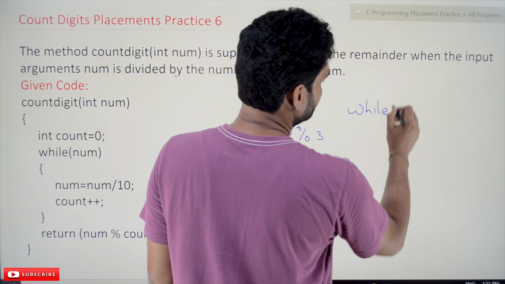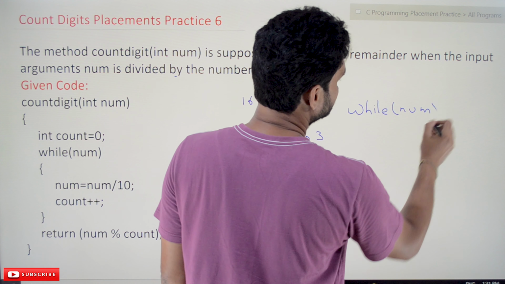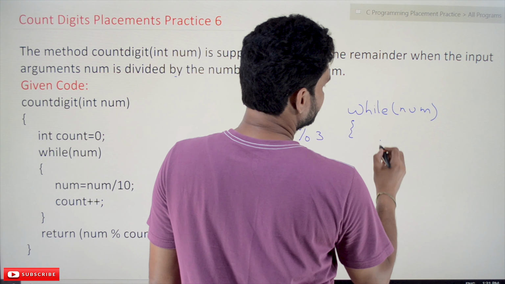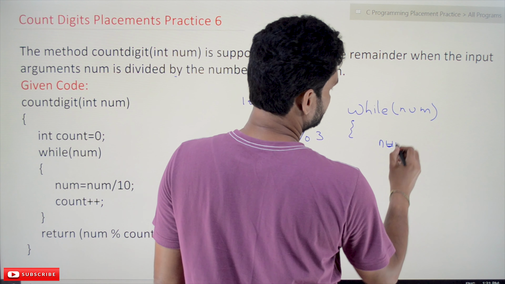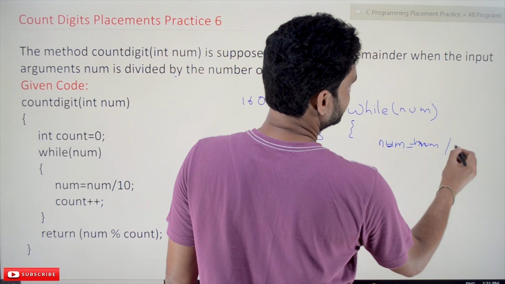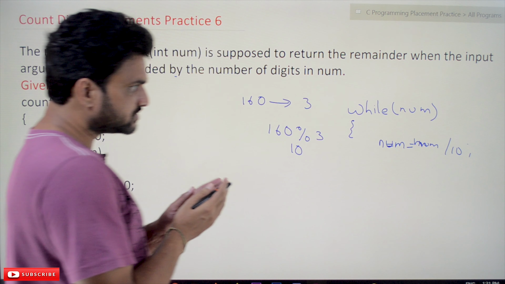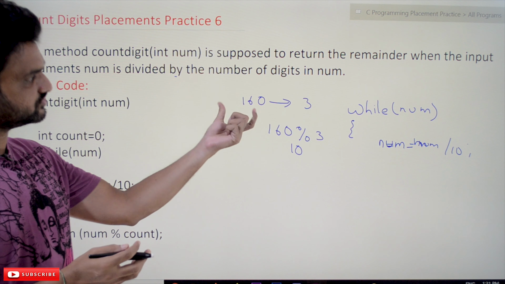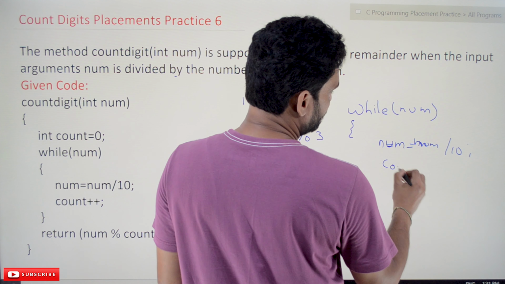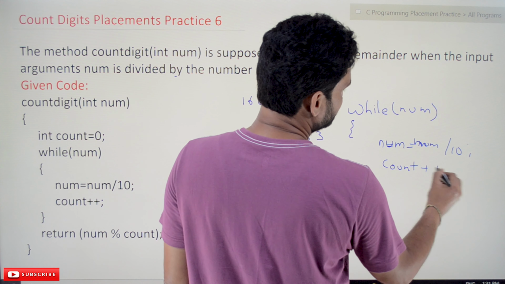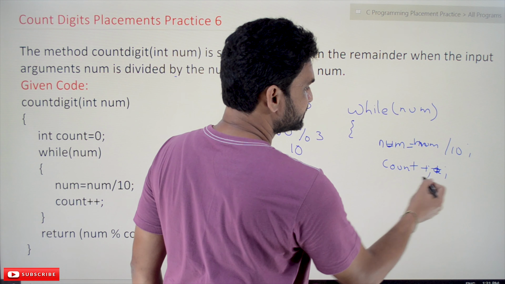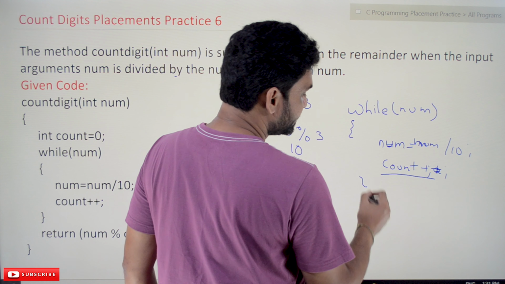We take a while loop, and num is the number in which the value is stored. Inside it, num is equal to num divided by 10. With this we cut the number, reducing it. We will see how that happens. We also take another variable called count, and count plus plus is used to get the number of digits, so this count will get incremented every time.